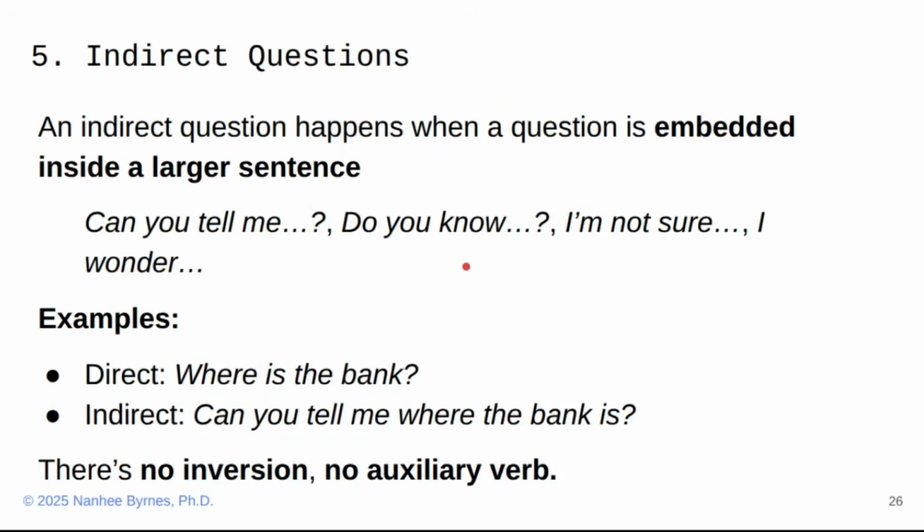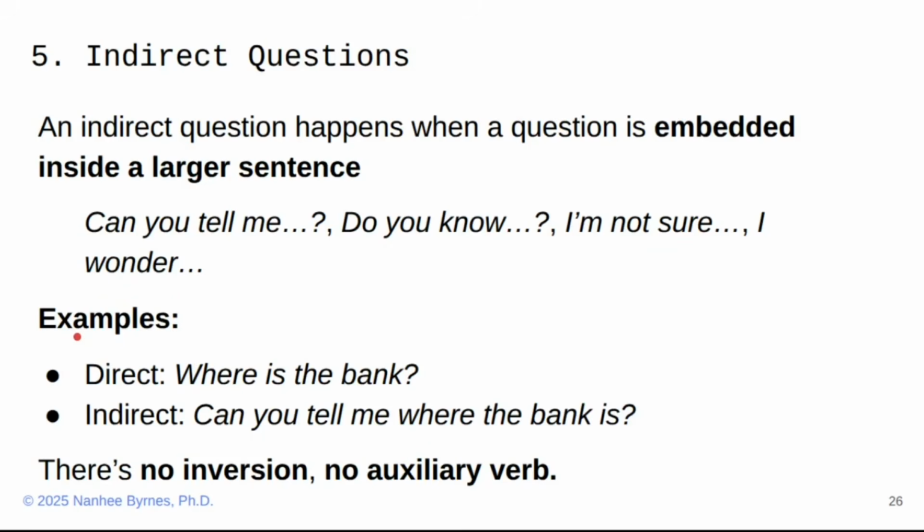Finally, let's look at indirect questions. This is where many learners get confused. An indirect question is when a question is built inside another sentence, often after verbs like ask, know, wonder, tell, or explain. We also use expressions like, can you tell me? Do you know? Or, I wonder. Let's compare the two forms.